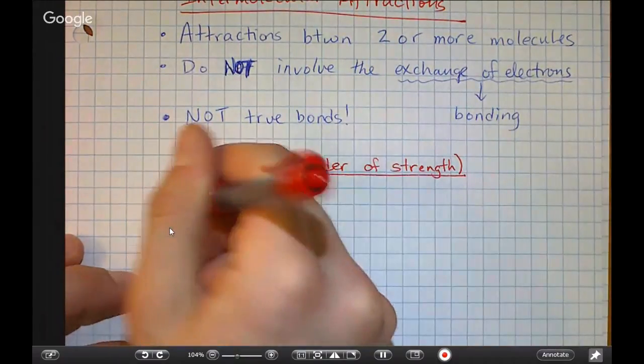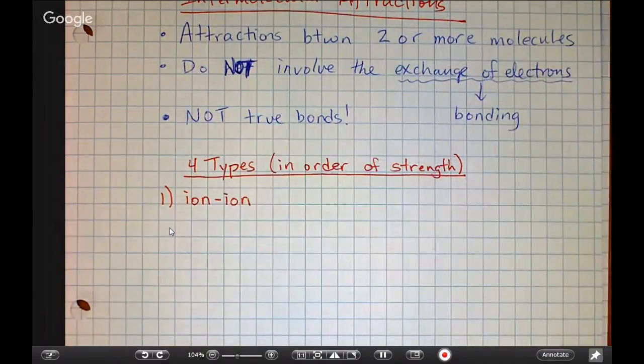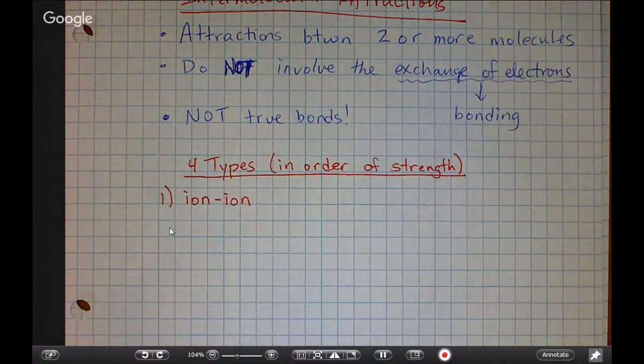The first one is called an ion-ion force. What do you think is involved in the ion-ion force? 2 ions. With an ionic bond in that sense, we say there's a bond there, but once you have the actual ions present, the positive and negative ions aren't exchanging electrons at that point. They are just attracted to one another because they're opposite charges.